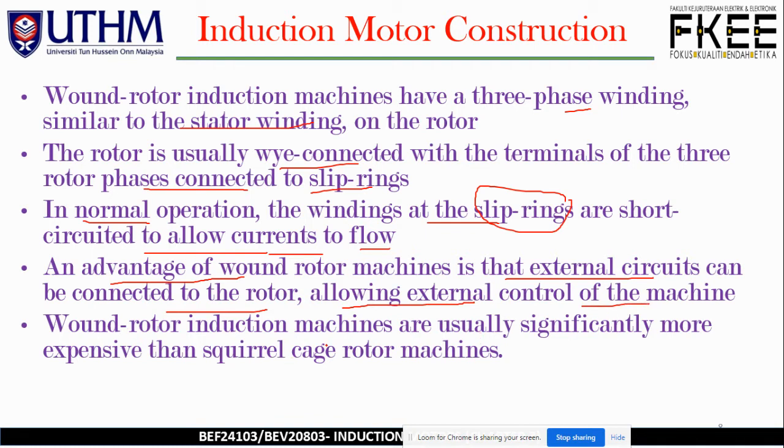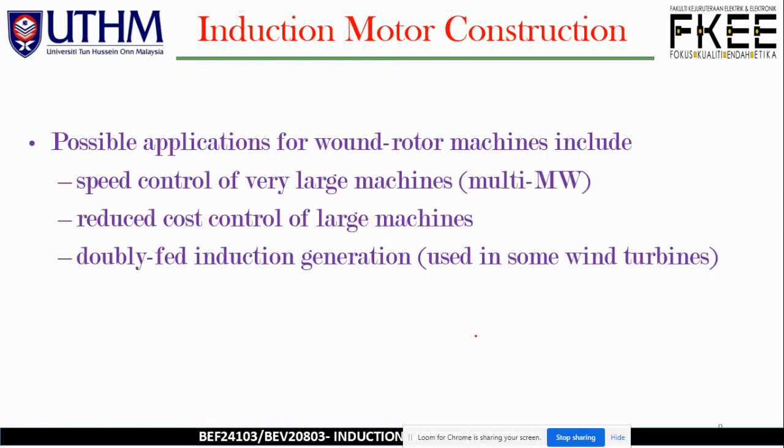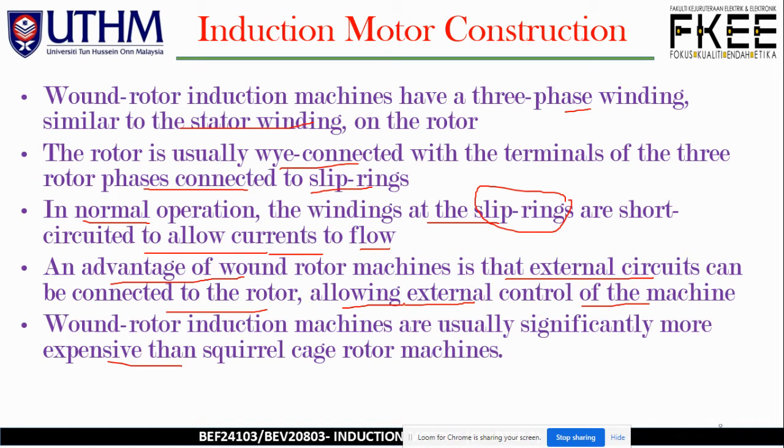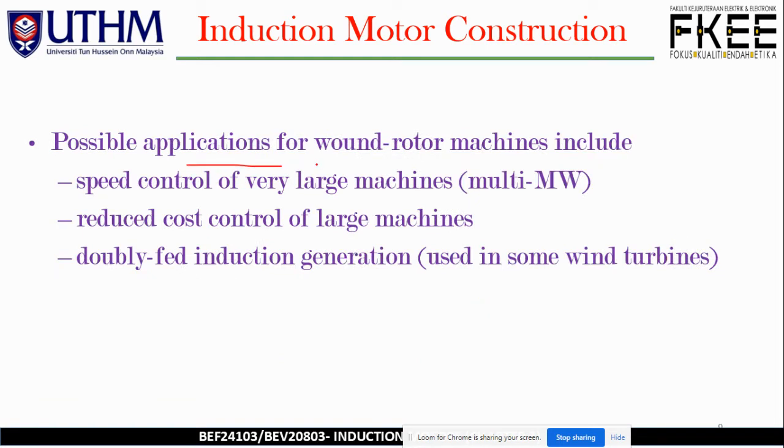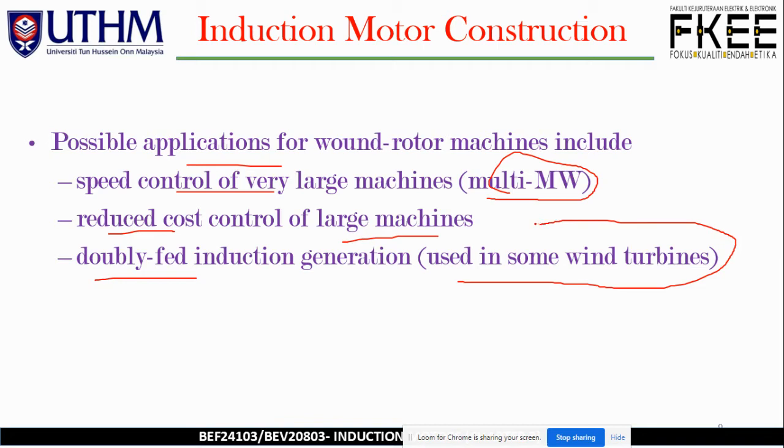Besides, wound rotor induction machines are usually significantly more expensive than squirrel cage rotor machines. So this is to wrap up why this type of rotor is difficult to find in the market. Possible applications for wound rotor machines include speed control of very large machines up to multi-megawatt, to reduce cost of control of large machines, and particularly in doubly-fed induction generators, which are utilized in some wind turbines. A DFIG, or doubly-fed induction generator, actually consists of two active winding sets, namely a stationary part as well as the rotating part.